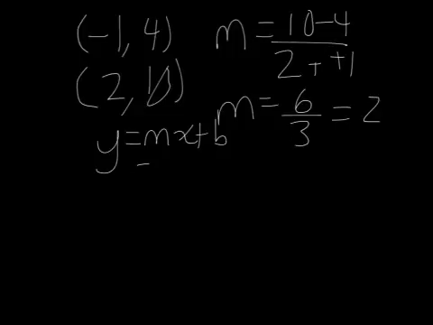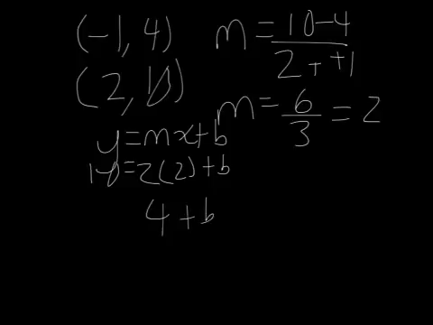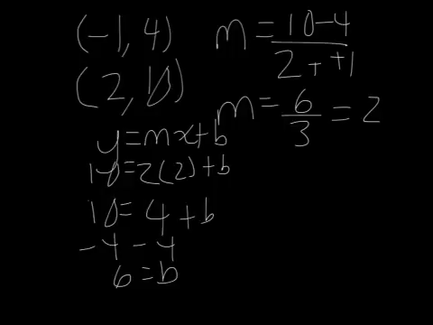So I know that my m is 2, my x is also 2, and my y is going to be 10. So I have 10 equals 2 times 2 plus b. 2 times 2 is going to be 4, so I have 10 equals 4 plus b. Subtract 4 from both sides, and I get b is equal to 6. So now that I have my m of 2 and my b of 6, I can write the equation of my line. And that equation is going to be y equals 2x plus 6.